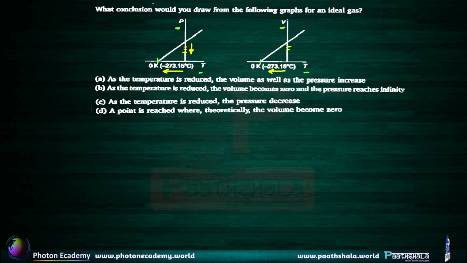The second statement, as the temperature is reduced, the volume becomes zero and the pressure reaches infinity. Now if you again look at the graphs, for volume, yes, it theoretically does reach zero as temperature is reduced. However, the pressure is also reaching zero as temperature is reduced. It is not going to infinity. It would go to infinity when pressure is increased. Okay, so this statement is also incorrect.